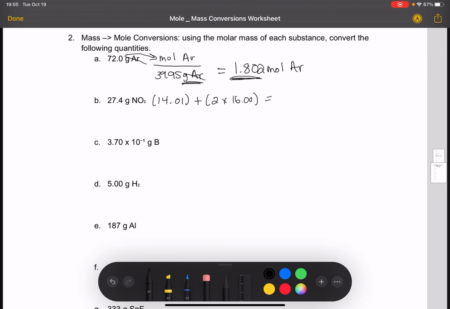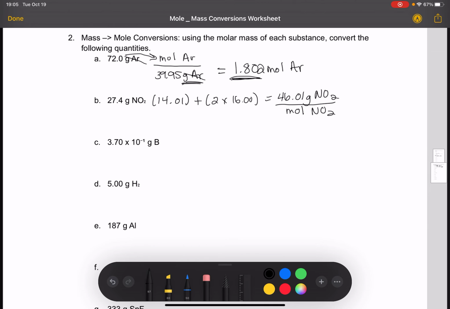I'm using a calculator, and I keep pressing the wrong buttons. All right, let's do it in our heads. 46. Very good. Good job, Mrs. Bacon. All right, 46 grams of NO2 per mole of NO2.